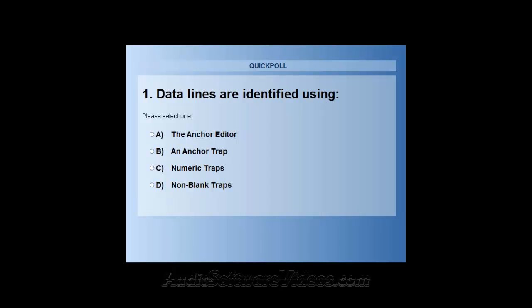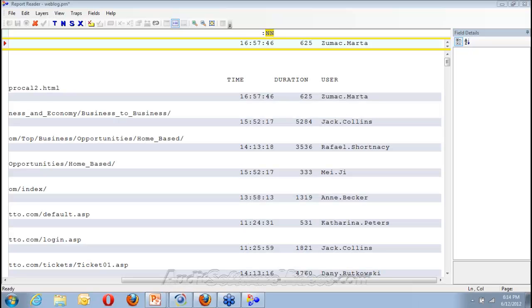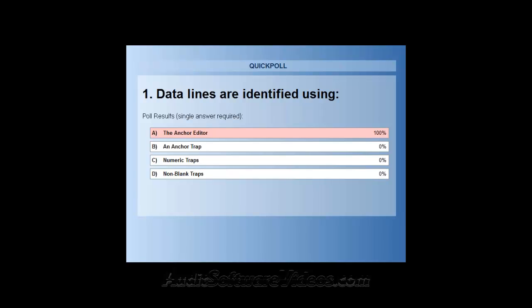The anchor editor. Richard? Sorry. Could you repeat the question? Sorry, Jim. One thing I didn't do was print out a quick copy of the question for myself. Okay, data lines are identified using the anchor editor, an anchor trap, numeric traps, or non-blank traps, and the response was anchor editor?